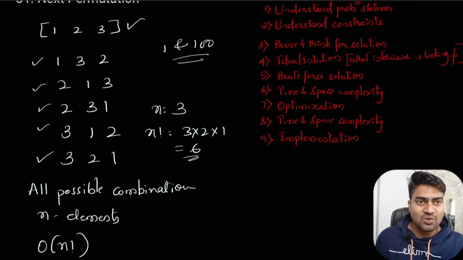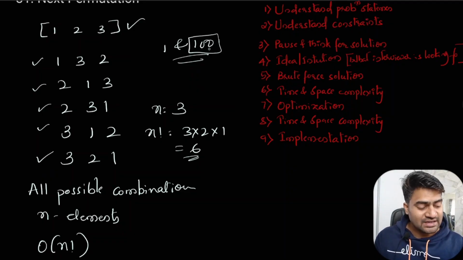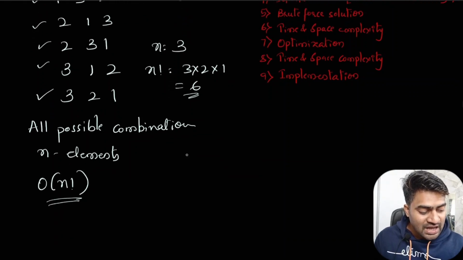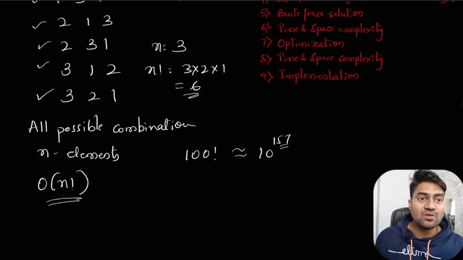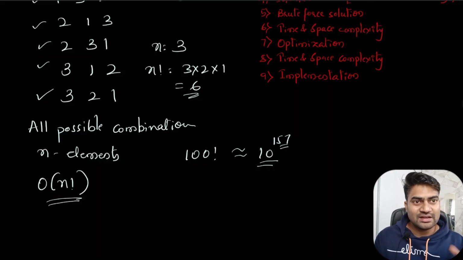This is a small example which contains only 3 numbers, but in our problem statement, the array contains a maximum of 100 elements. If we consider 100 elements, then it will be 100 factorial, which is close to 10 raised to 157 or more. So this is a very costly algorithm, and if you consider more numbers, it keeps on growing like anything. That's where this solution is not the intended one.